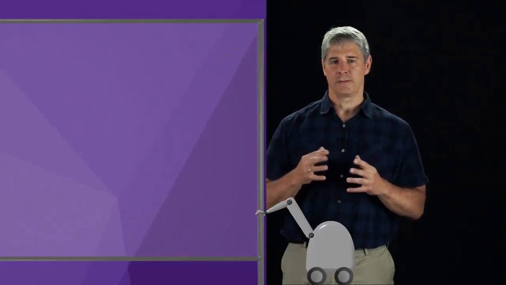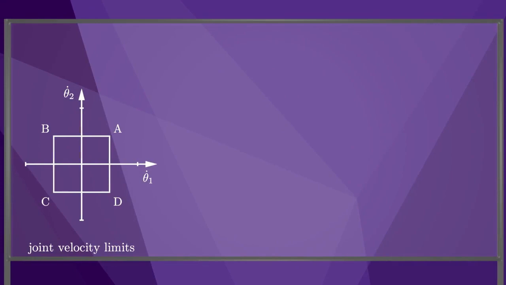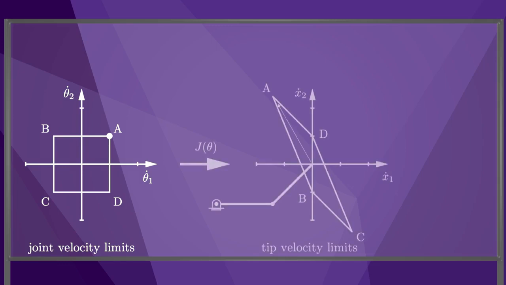We can use the Jacobian to find limits on the end-effector velocity due to limits on the joint velocity. In this figure, the set of allowable joint velocities is depicted as a square in the joint velocity space with the corners A, B, C, and D. The point A, for example, corresponds to simultaneous maximum positive velocity at both joints 1 and 2. We can map this square set of joint velocities through the Jacobian to get a parallelogram of possible velocities at the tip, including the tip velocity A corresponding to the joint velocity A. The Jacobian, and therefore this parallelogram, depends on the joint angles theta.